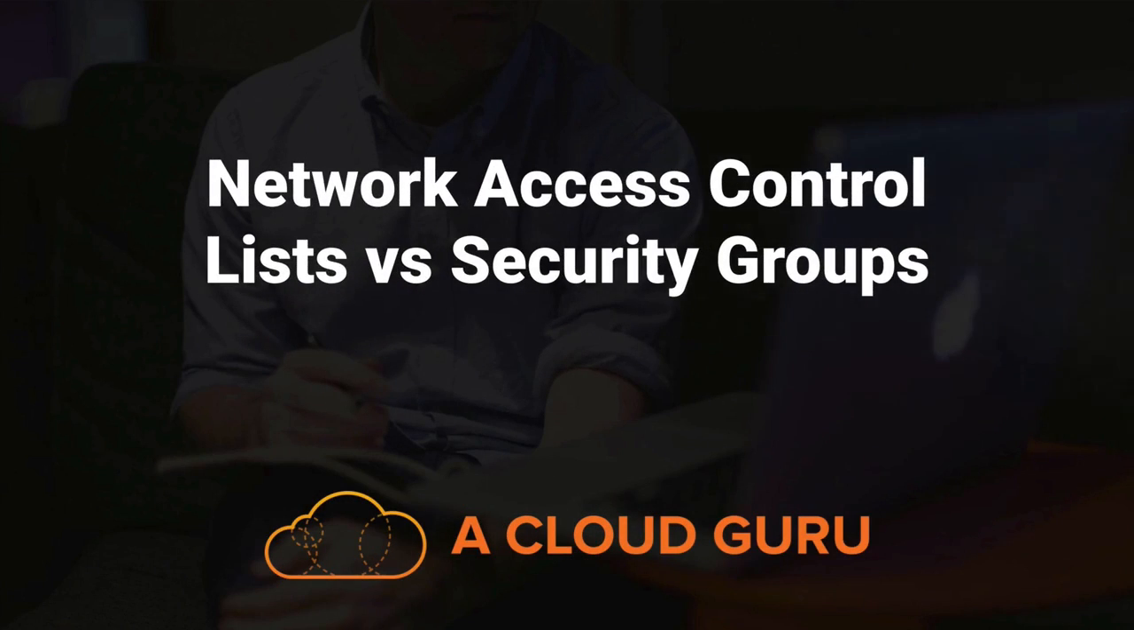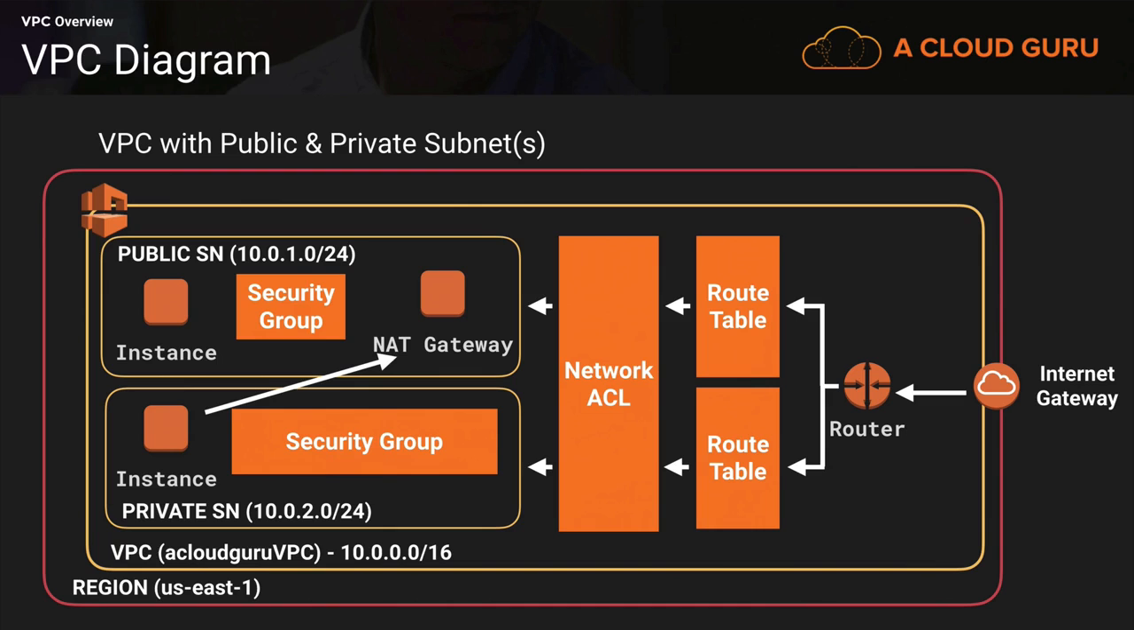This lesson we're going to look at network access control lists, or NACLs as I like to call them, versus security groups. So just a quick recap of what our environment currently looks like. We've got an instance in a private subnet as well as an instance in a public subnet. We've deployed our NAT gateway. We've got two different security groups. One is to protect my private instance, the other one's to protect my public instance.